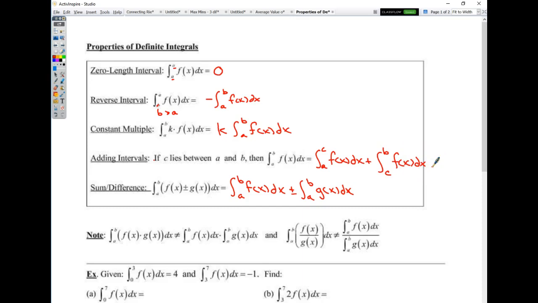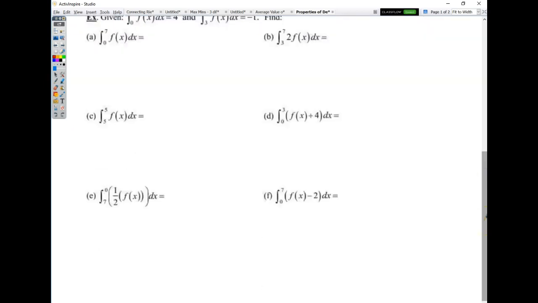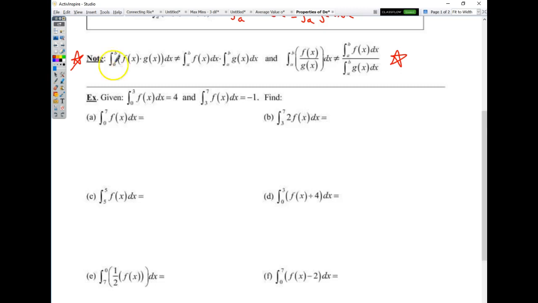Now what we can do is utilize those properties. Oh, before I get too far, I apologize. Please make good note of this. Just like multiplication and division in derivatives, you do not just distribute the integral across products and quotients. That will not work.